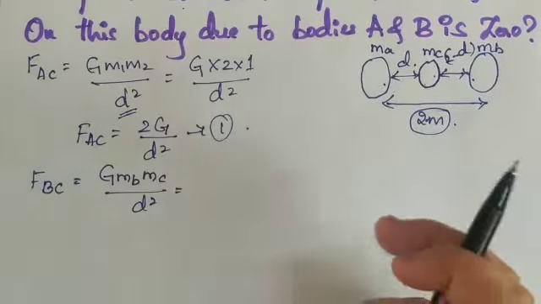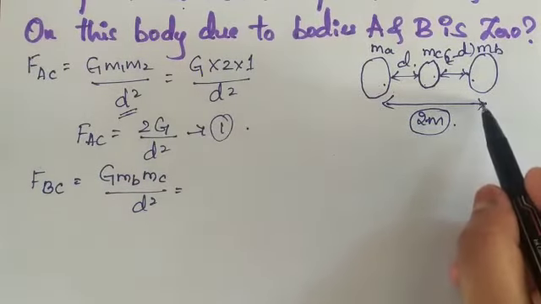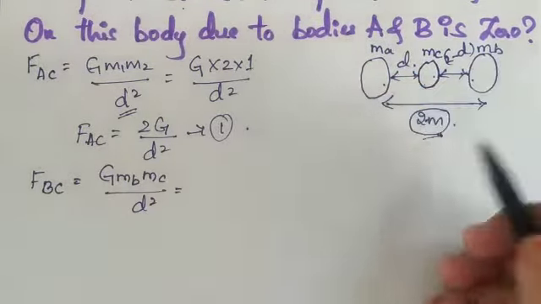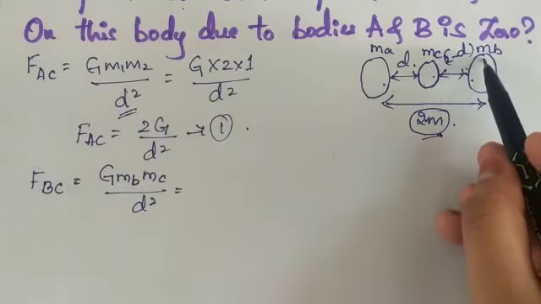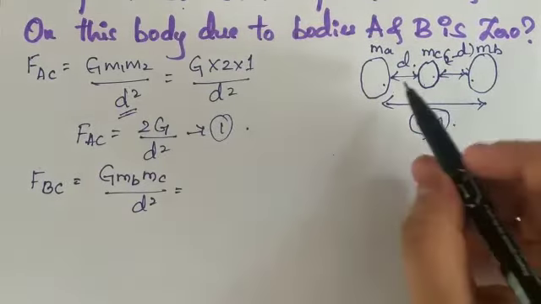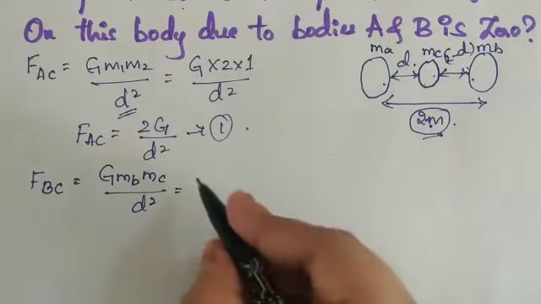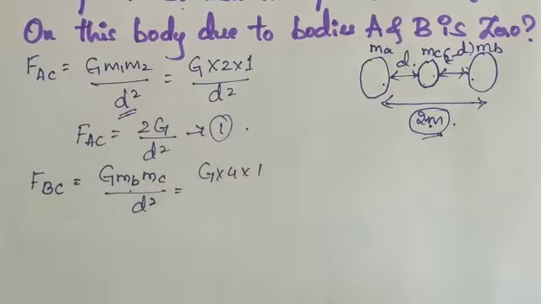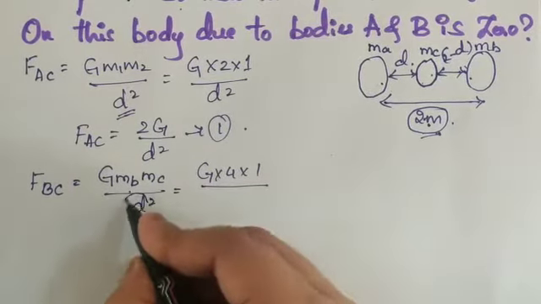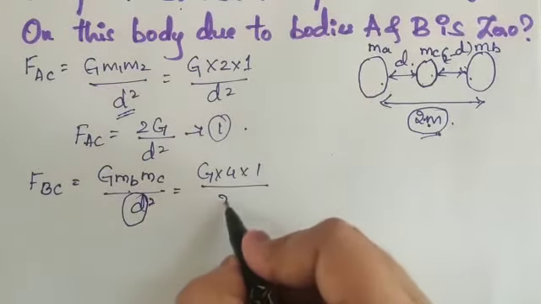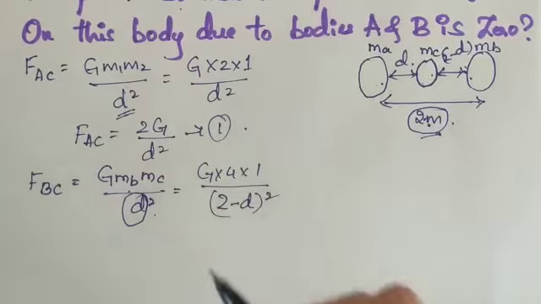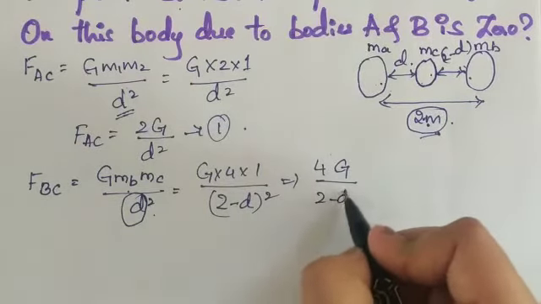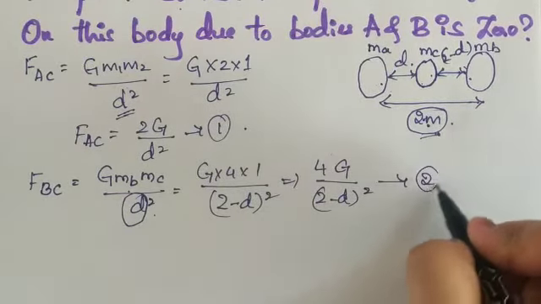I am clear, no? The distance between A and B is 2 meter. The distance between A and C is d, so the distance between C and B is 2 meter minus d. So G, the mass of object B is 4, the mass of object C is 1, divided by the distance, 2 minus d whole square, because it is squared. Now let me simplify it: 4G divided by 2 minus d whole square. Let me take this as equation number 2.